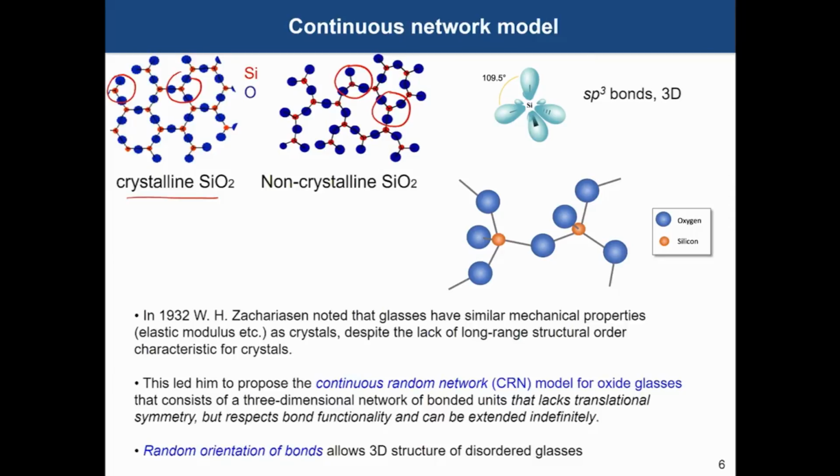So how this particular model came about is, I already told you that people thought the glasses are nanoparticles that are somehow connected with each other. But the really significant breakthrough in material science happened in 1932, when a Norwegian-American scientist called Zachariasen noted that glasses have very similar mechanical and optical properties to their crystalline counterparts. And you know that most of the mechanical properties and electrical properties are driven by the bonding itself, right? So he proposed the model that I just described to you.